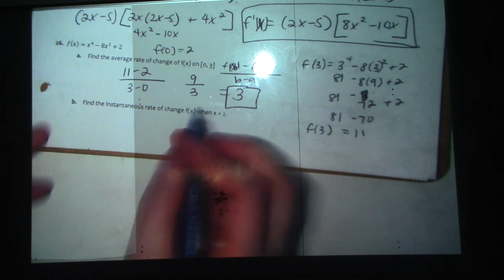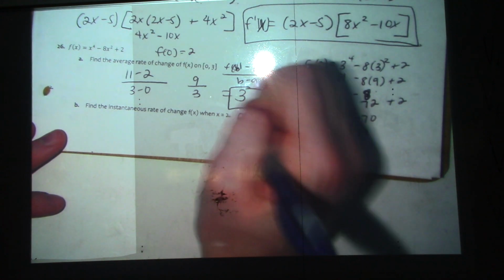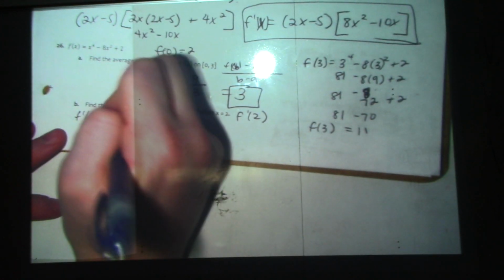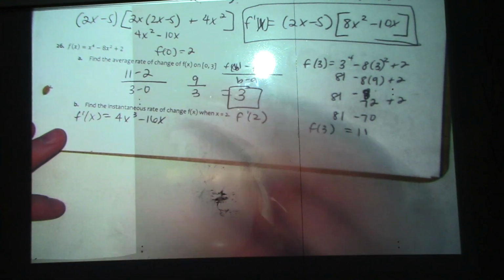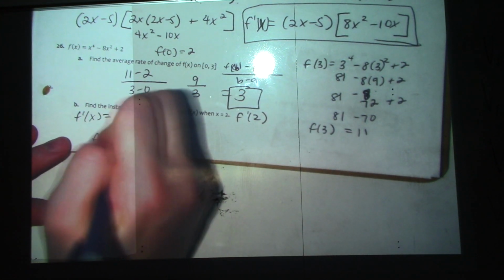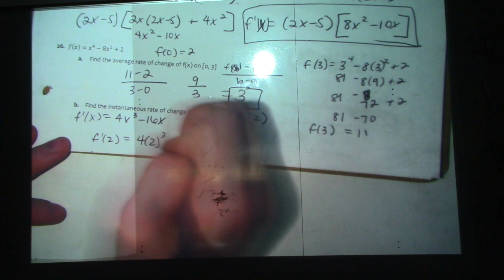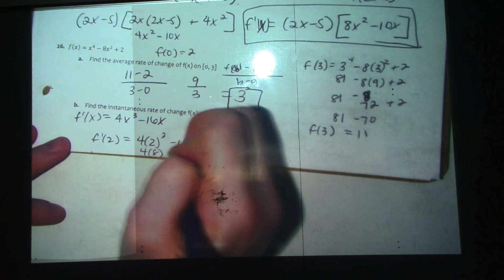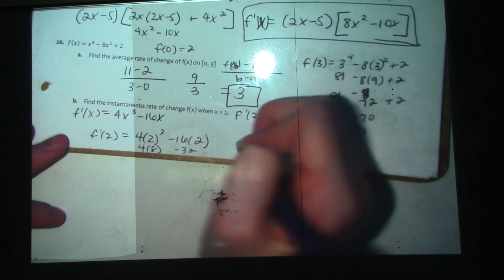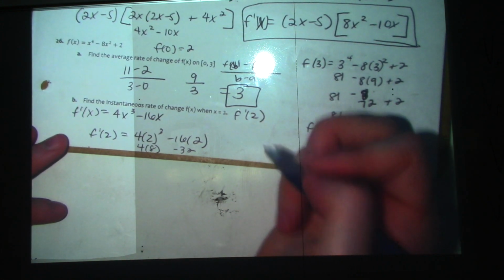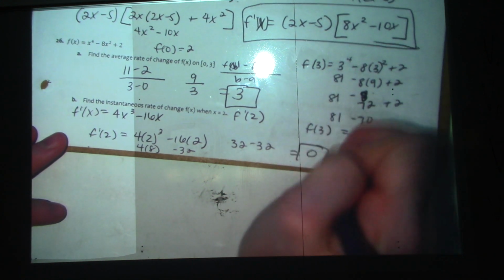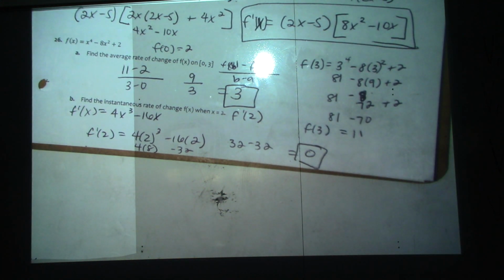Here I want the instantaneous rate of change when x is 2, so that's just f prime of 2. So f prime of x is just 4x cubed minus 16x. And then f prime of 2 would be 4 times 2 cubed minus 16 times 2. That's 4 times 8 minus 32. 4 times 8 is 32, and 32 minus 32 equals 0. I thought I did it wrong, but the answer is just 0.